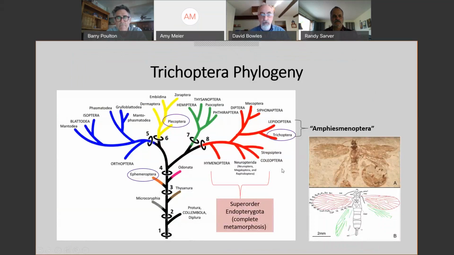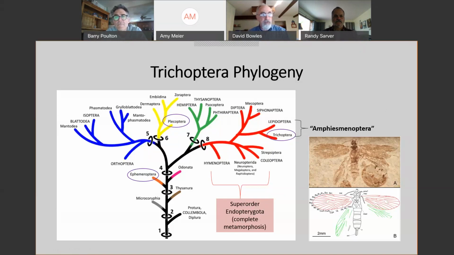So first, what are caddisflies and where do they fit into the grand scheme of insects? Well, if you look at this phylogenetic tree, the caddisflies are on the right side at node 8, and they are endopterygotes, the superorder Endopterygota. That means they have complete metamorphosis. They are related to the beetles and Neuroptera and Hymenoptera and all those different insects, but their closest relatives are the sister order, the Lepidoptera. They share a common ancestor, which we loosely call the Amphiesmenoptera.